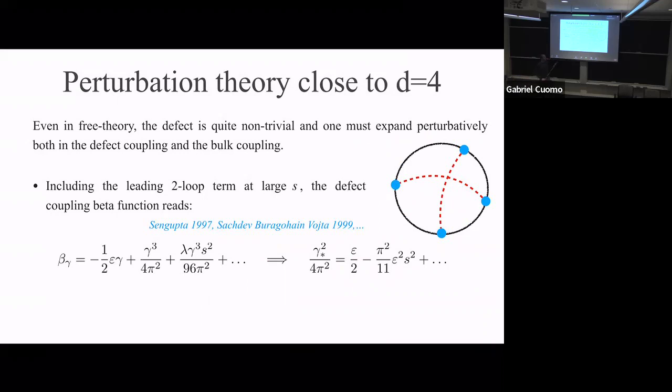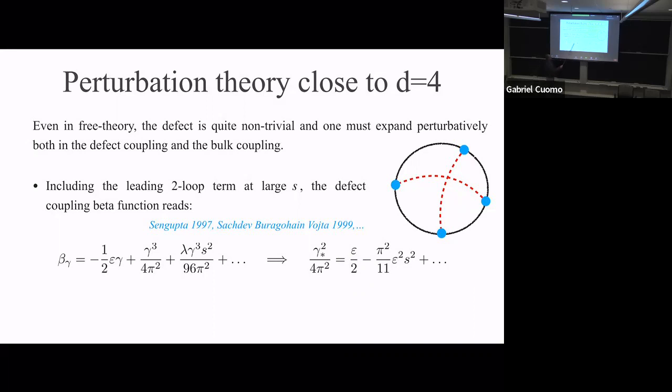People did it in a very nice paper of Sachdev and others 20 years ago. What they did was look again at the theory close to d equal 4. So they took a finite epsilon, 4 minus epsilon, and they computed a beta function for this coupling gamma. It's non-trivial, just a diagrammatic calculation, I can give more detail. But this is more or less how the result looks. There is a term in gamma cubed, a term with the bulk coupling times gamma cubed and gamma squared, and so forth. So if you want, this is the one loop, and this is the two loop result.